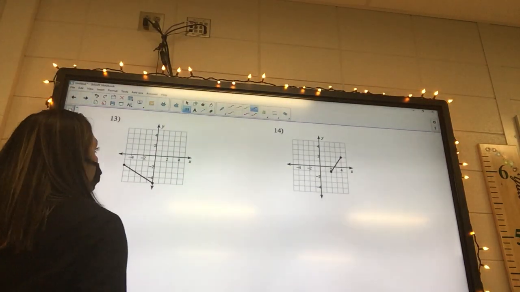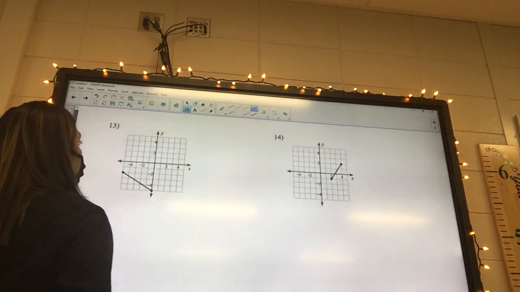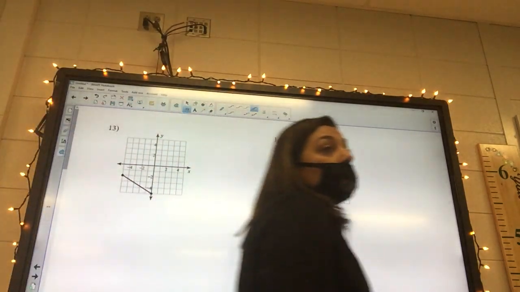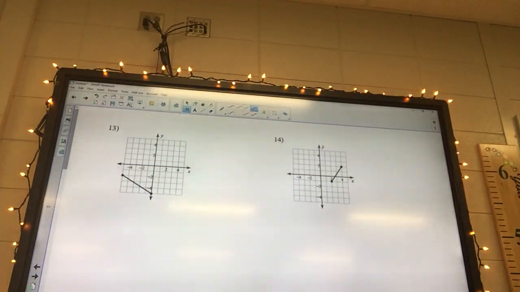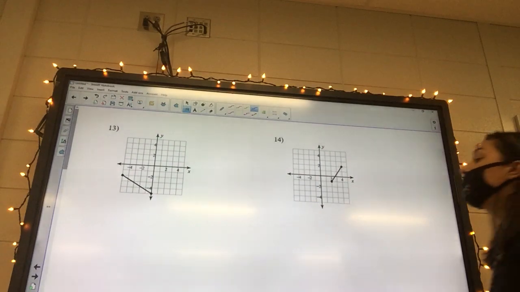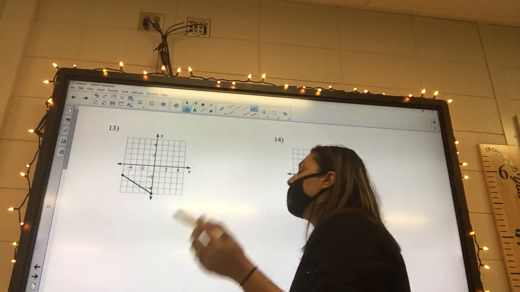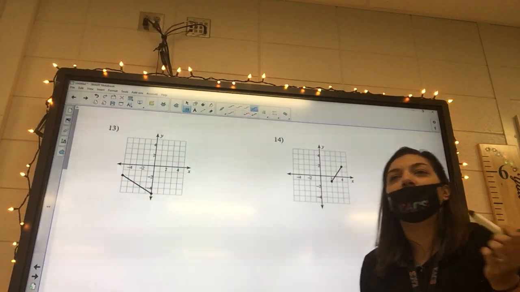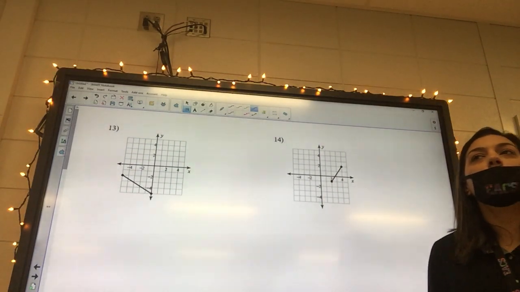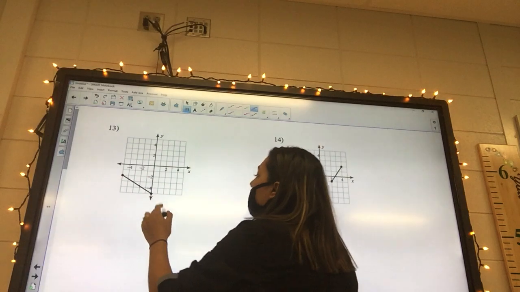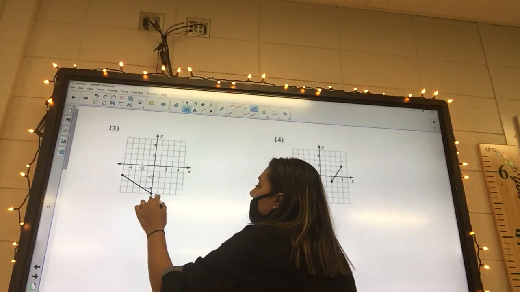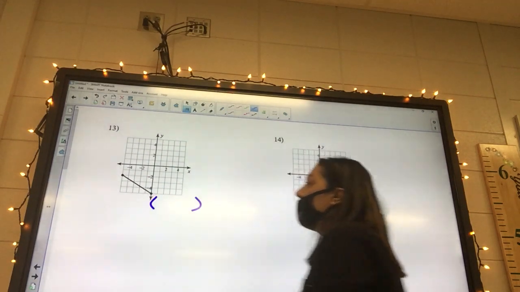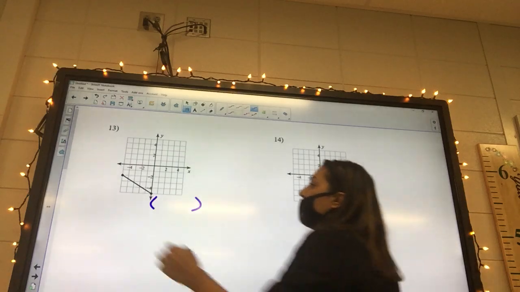Okay, and then I'm going to do one more. Okay, 13. What's the first thing we need to do? Find our coordinates and then label them. We can't label anything if we don't know what or where. So Hannah, what's my first coordinate going to be?